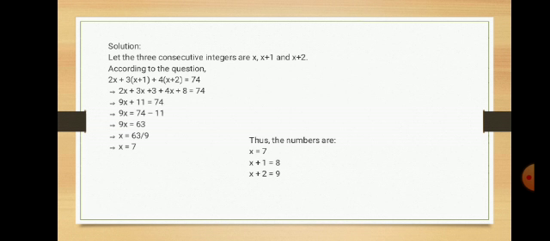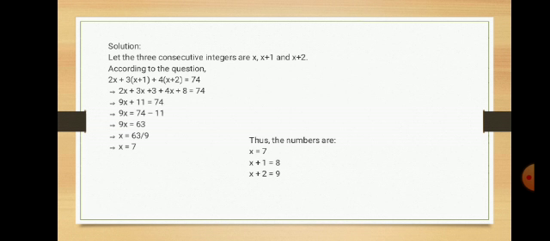So you can see 3x plus 4x plus 2x is equal to 9x, plus 3 plus 8, 11. So 9x plus 11 is equal to 74. From that equation, we will find the value of the variable, that is x. That will become 7. Now the first consecutive integer is x, because we let the first consecutive integer be x. The second one is x plus 1, that is 7 plus 1, which is 8.